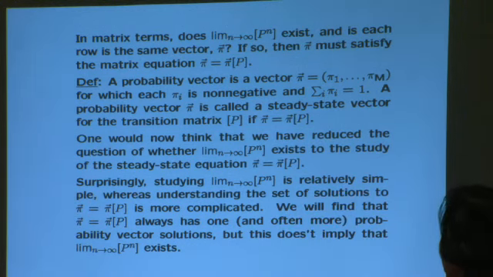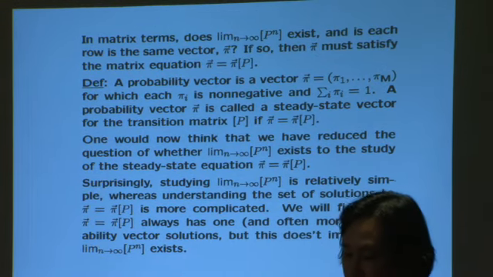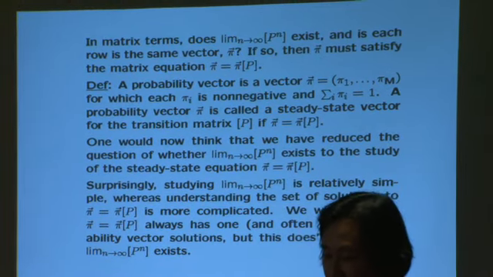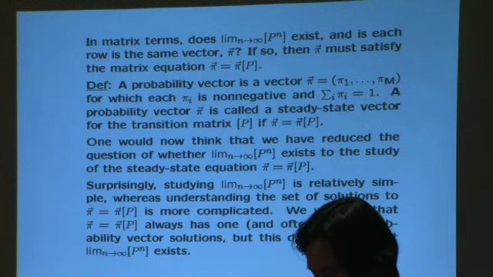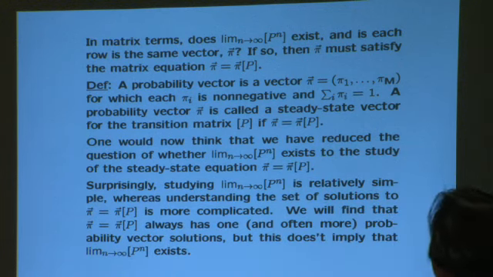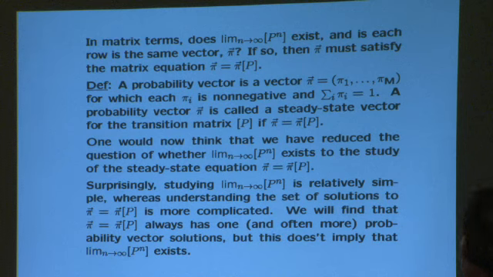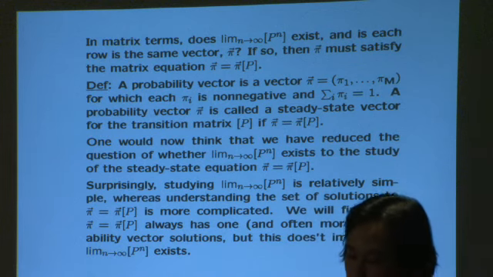What happens is this limit is easy to study, and later in the course we will study this equation, pi equals pi P, this steady state vector, for various Markov chains. It's quite interesting, and many things could come out of it.